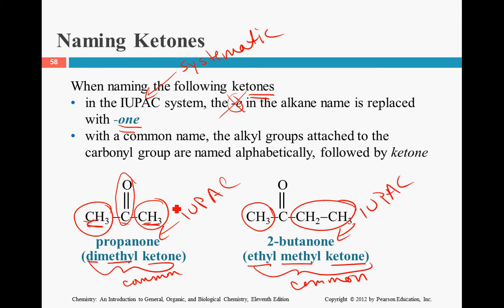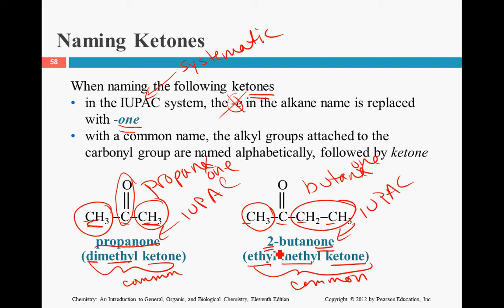There's 3 carbons, which is propane. We take off that E and put O-N-E instead, so it's propanone. 1, 2, 3, 4 carbons. That's butane. We ended in -one. Now notice, for the propane, you didn't bother putting a number, but on the butane, we did.